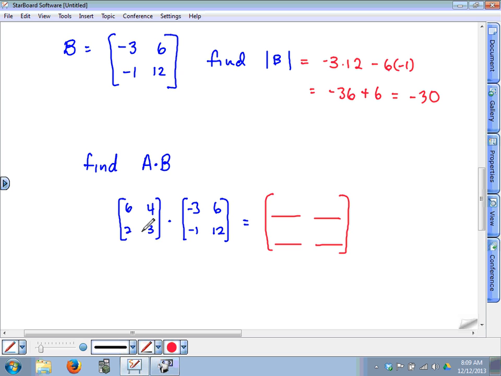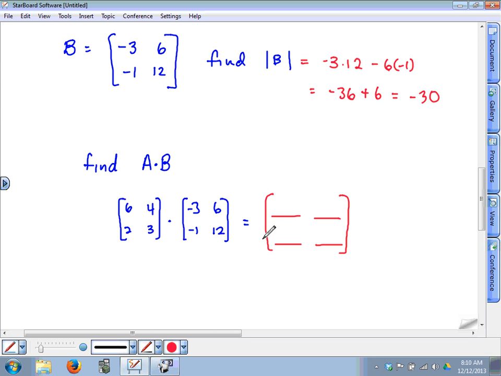If a 2 by 2 matrix is multiplied with another 2 by 2 matrix, you're going to get a 2 by 2 matrix. A 2 by 2 matrix has 4 entries. All you do is just multiply corresponding entries together, right? 6 times negative 3, you get negative 18. Is that how you do this? No. No, no, no.